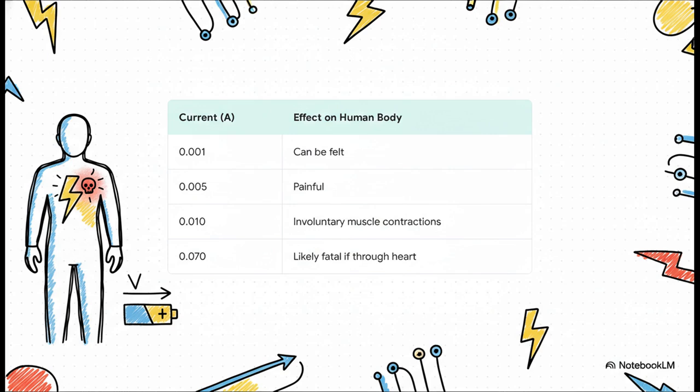It's always the current. Voltage provides the push, sure, but it's the amount of current that actually flows through your body that causes the damage. And look at how little it takes. We're talking about fractions of an amp. Just 70 thousandths of an amp, if it goes through your heart, is likely fatal.